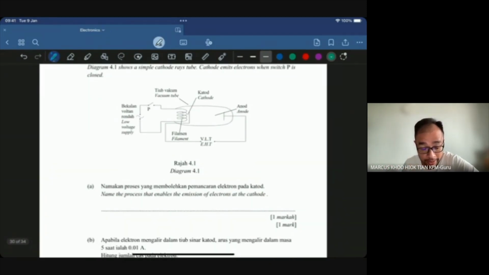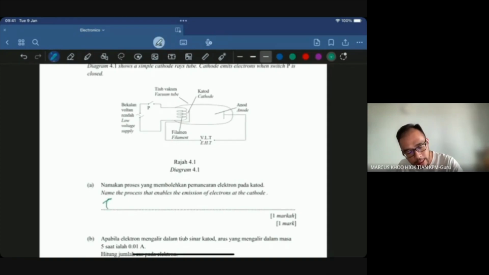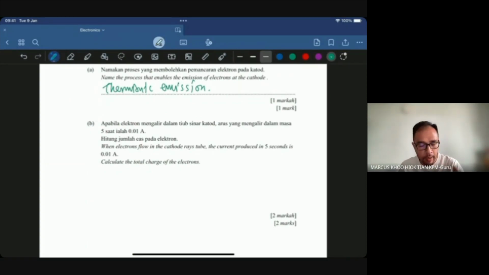Wow, cathode ray tube again. Name the process that enables emission of electrons at the cathode. First time we're seeing this. In the past, it's always, what is the meaning of thermionic emission? Now they're asking you to name the process. The process is thermionic emission.